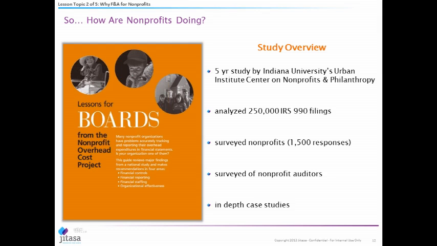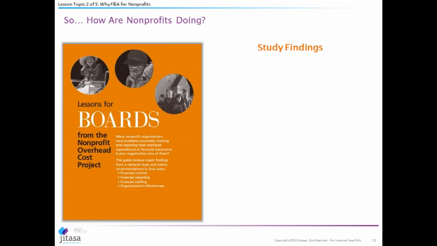Right. So we talked about some of the risks and some of the benefits. Now, the natural question would be, in light of that, how are nonprofits doing today when it comes to finance and accounting? For the most part, are nonprofits doing it well? Are they putting in place best practices? There was a 5-year study done by Indiana University's Urban Institute Center on Nonprofits and Philanthropy, where they surveyed and analyzed hundreds of thousands of nonprofits. They did interviews and in-depth case studies, and what they found was very interesting.